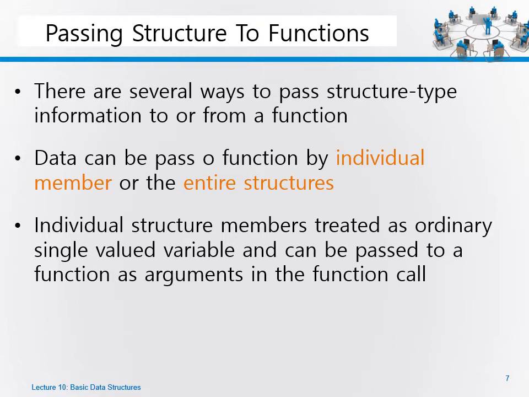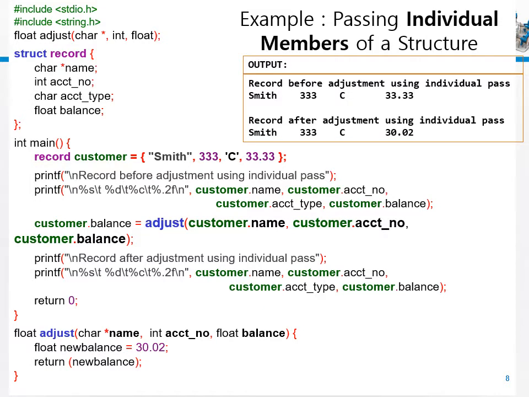So, passing a structure to a function. There are several ways to pass structure type information to or from a function. Data can be passed to a function either as individual members, or as the entire structure. Individual structure members are treated as ordinary single valued variables and can be passed to a function as arguments in the function call, usually in call by reference. Let us see the example given. We first look at passing individual members of a structure.